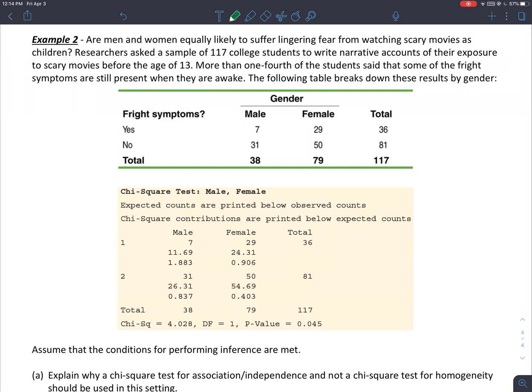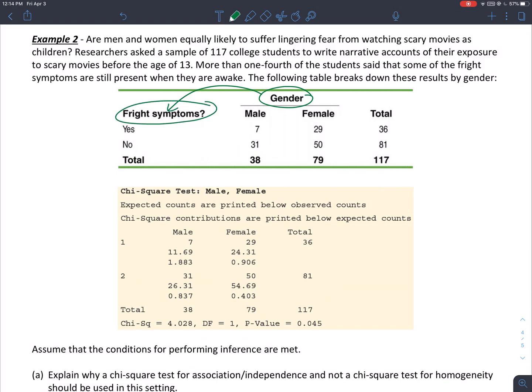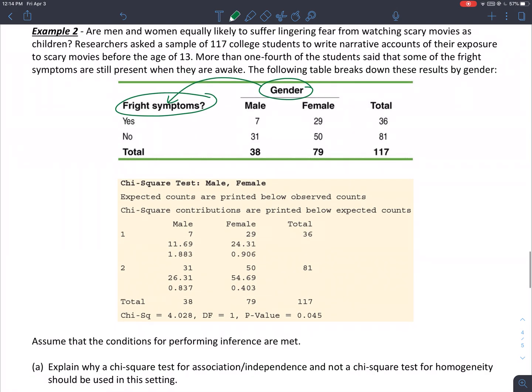So, in other words, the question is: is there an association between gender and fright symptoms? Fortunately, what you want to see if you're a girl or a boy is that, maybe as a boy you don't want that, but the p-value was low, so in this situation you can reject the null hypothesis and you get some conclusion.